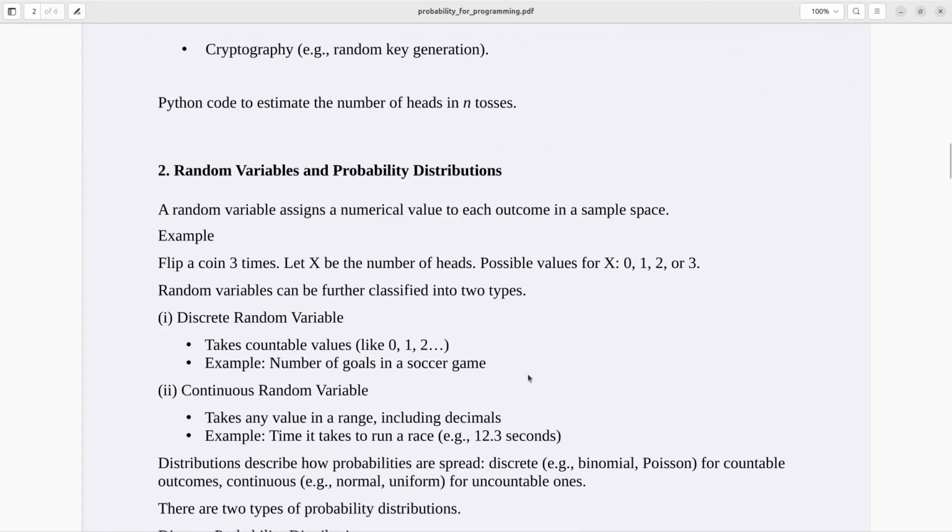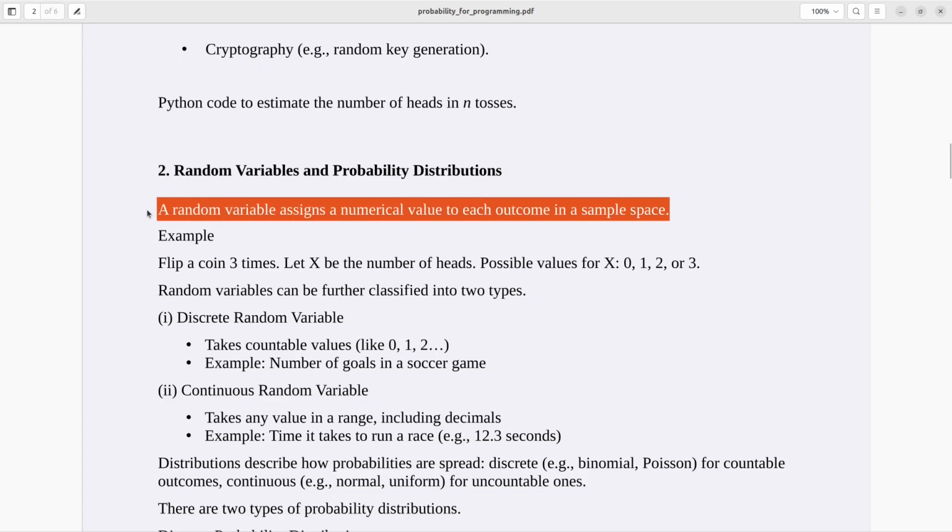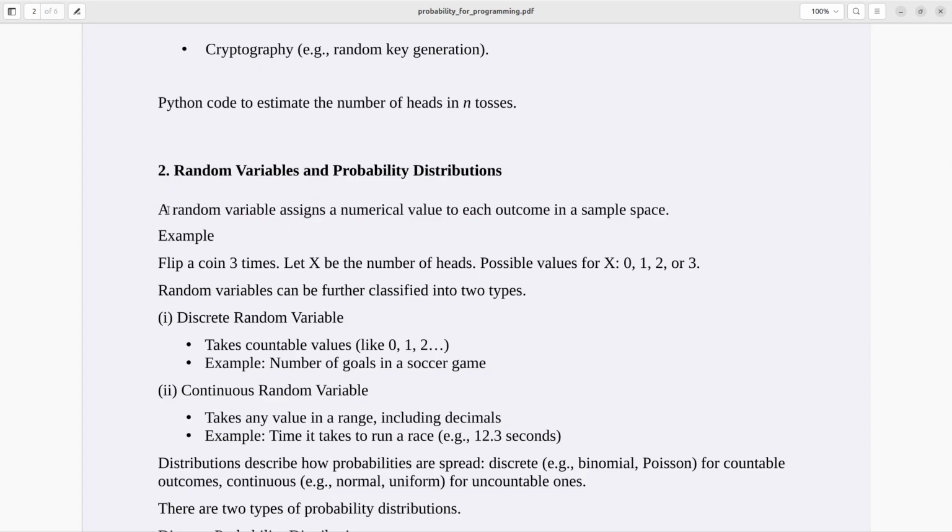Now let us talk about another topic of probability, which is the random variables and probability distributions. So what is a random variable? A random variable can help us assign a numerical value to each outcome in a sample space. This sentence is a bit abstract, but when we see an example, the meaning of the random variable will be quite clear. So let us go to this example.